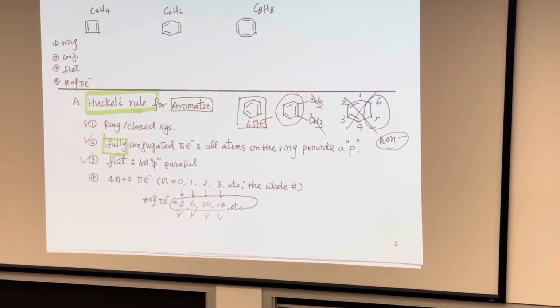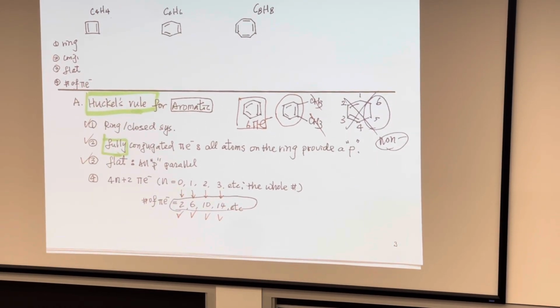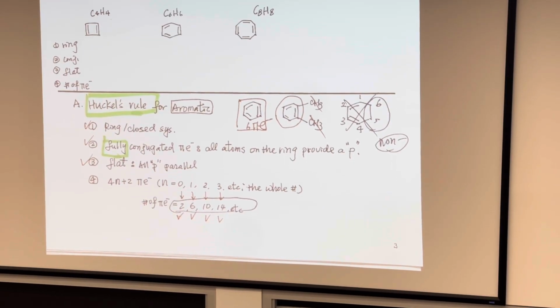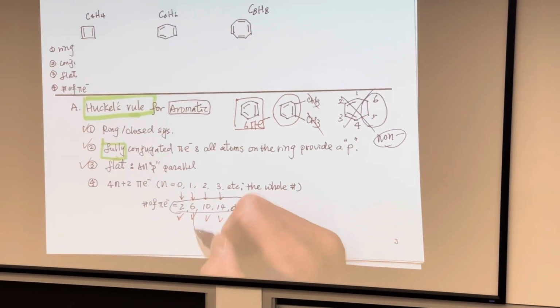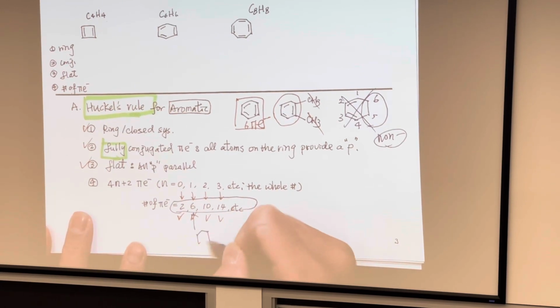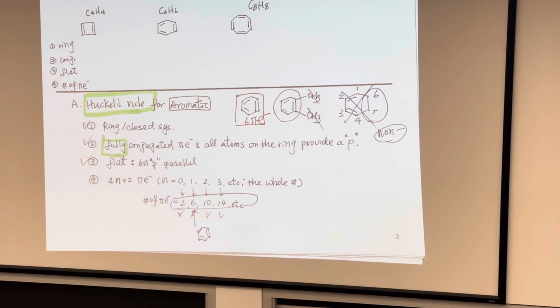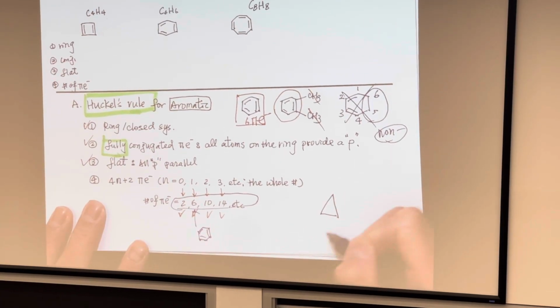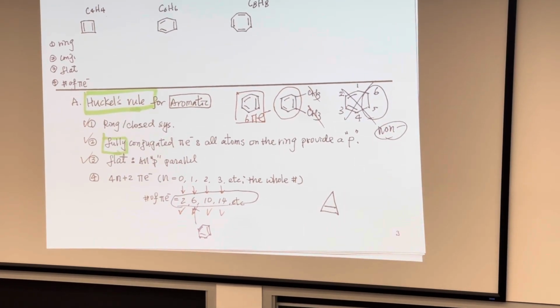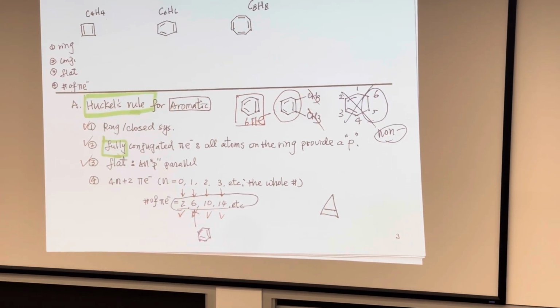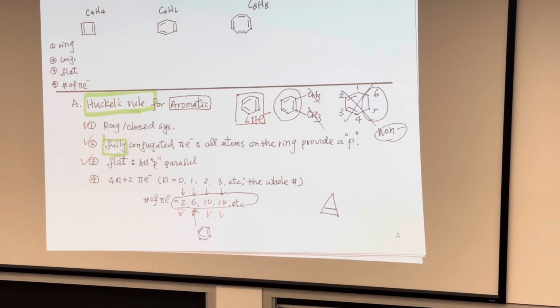So those numbers can be converted to a math expression. 2 pi electrons, 6 pi electrons, 10 pi electrons. 6 pi electrons, that's benzene, right? We got the 6 pi electrons. Let me give you an example of 2 pi electrons. So this guy here. How many pi electrons over there? How many pi electrons within the 3-member ring? 2.